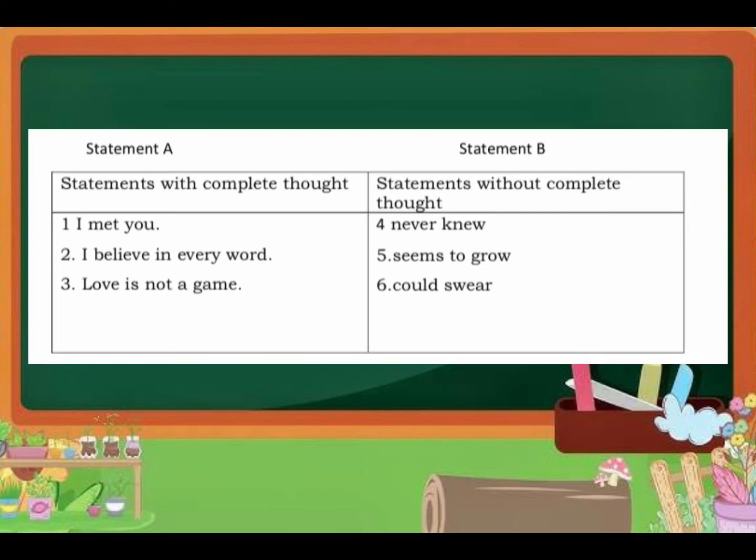Let's take a look at statement number 1, I met you, statement number 2, I believe in every word, and statement number 3, love is not a game, from the table. These statements have a complete thought. They have a subject and predicate. The statements in column B do not have complete thoughts. Do you know what this group of words is? Let's take a look at statements 4, 5, and 6 in the table. This group of words are called, correct, phrases.